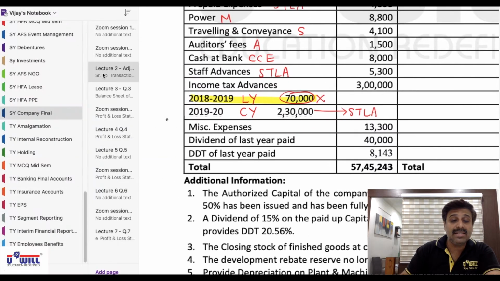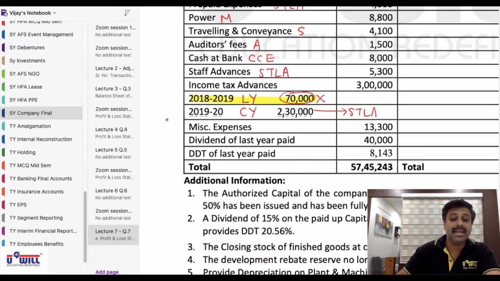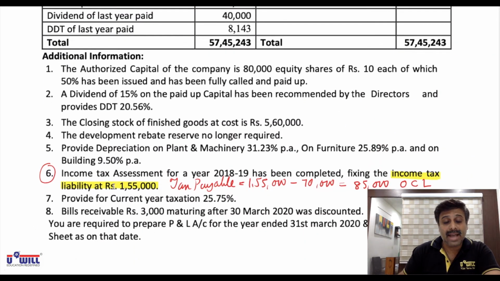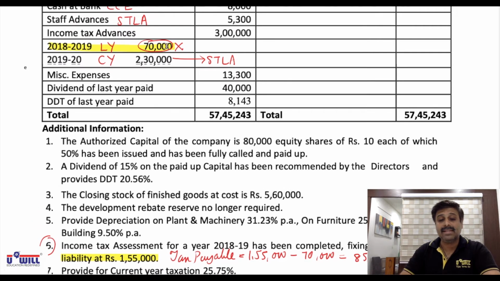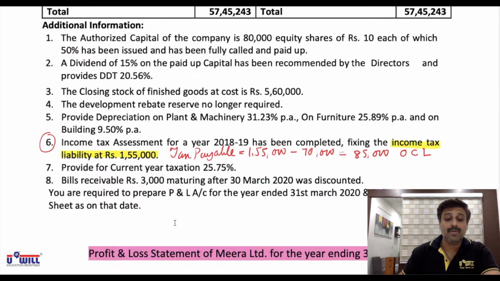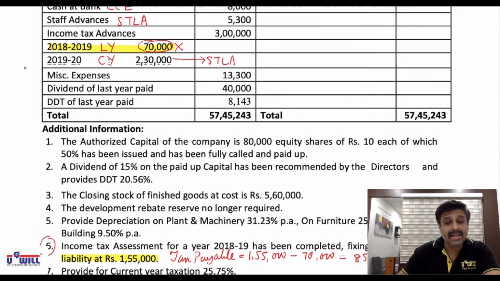We have discussed this exactly same thing in question 2, that last year's advance tax has to be compared with gross tax liability. Here gross tax liability is more, so difference amount will be shown as tax payable in other current liabilities. In case if difference amount is less, means tax liability was not 1,55,000 but 55,000. We have already paid more advance tax. Then the difference of 15,000 would appear as tax refund receivable in other current assets. Further, current year's amount will come in short-term loans and advances.